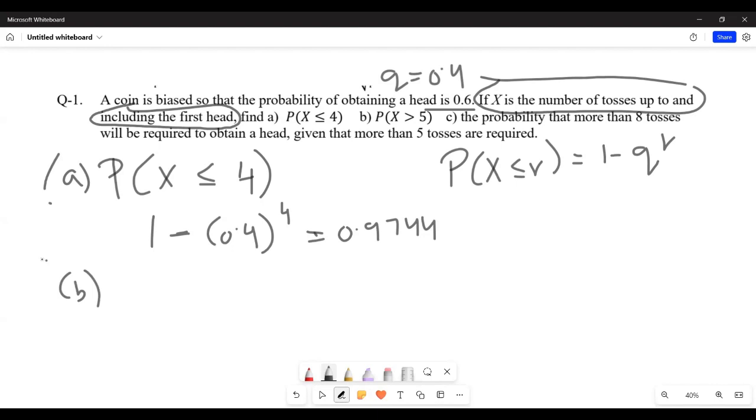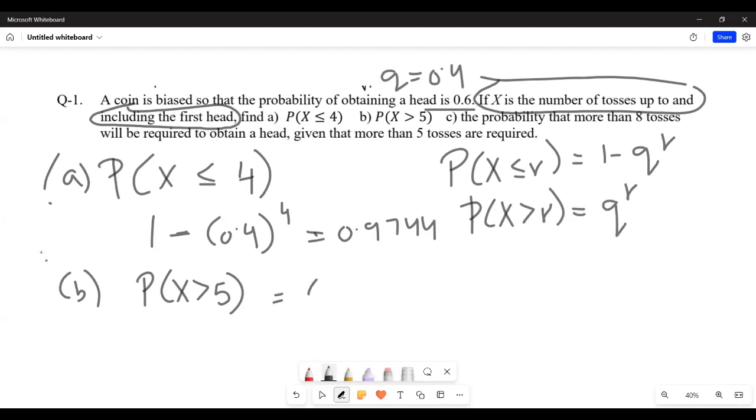Probability X is greater than 5. So probability X is greater than R is just QR. So Q is 0.4, R here is 5. So 0.4 power 5, which is 0.01024.